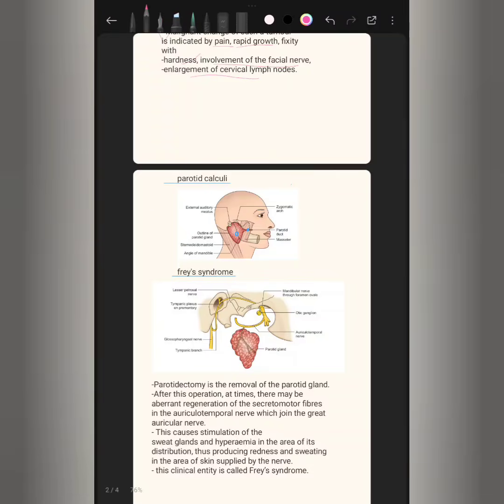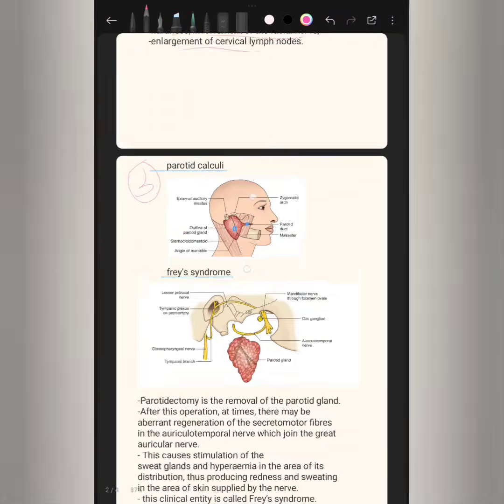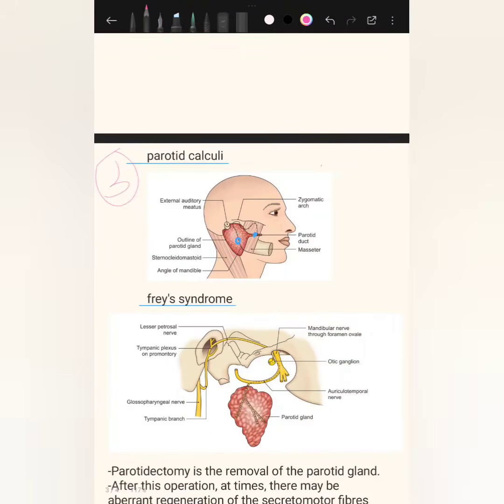The next condition is parotid calculi. The parotid calculi can be in the salivary gland itself, or it can be in the parotid duct, where the parotid duct is called Stensen's duct, right? So there are chances of this condition also.